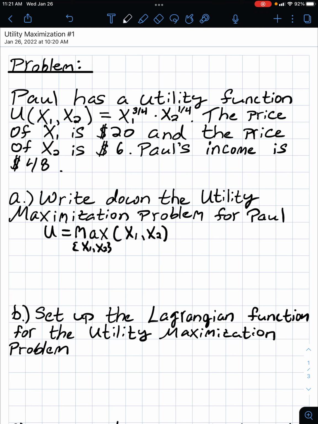And what is this subject to? Well, he's maximizing subject to his budget constraint, which is $20 for x1 plus $6 for x2. This has to be less than or equal to his income of $48. So this is the solution for part A.